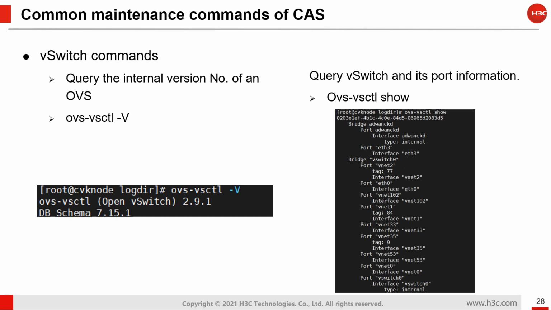And to query the vSwitch and its port information, we can run ovs-vsctl show. We run this in our environment. Now we can see the interface eth3, vswitch0, port vnet2, tag 77, and its interface vnet2. About port eth0, interface eth0, and so on.